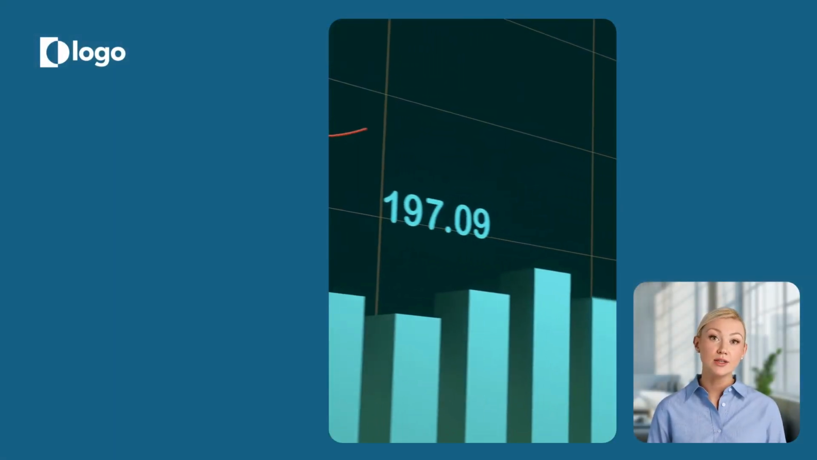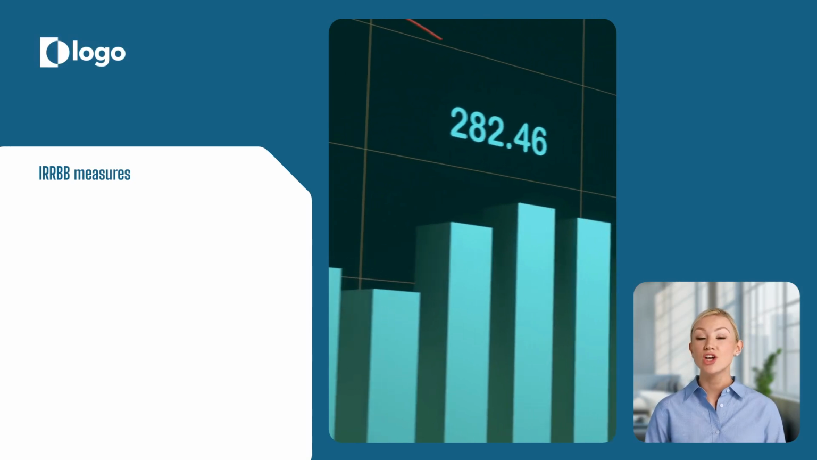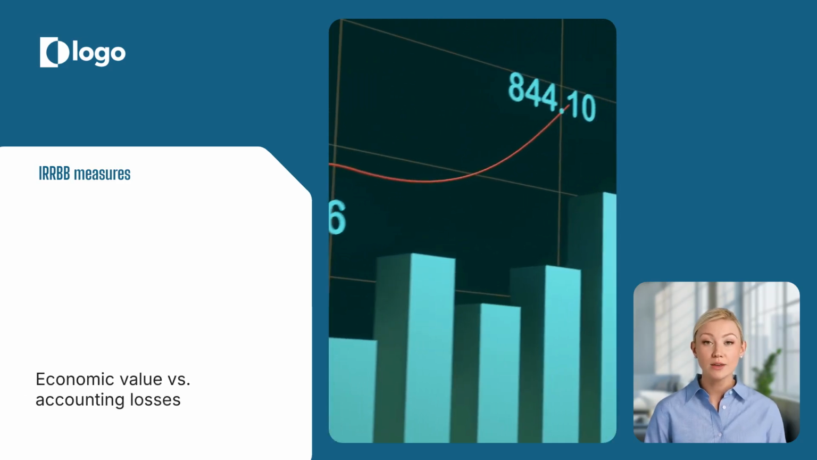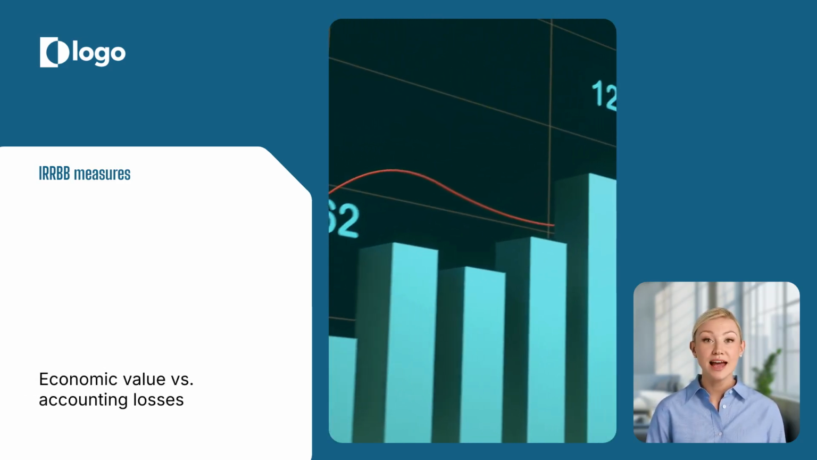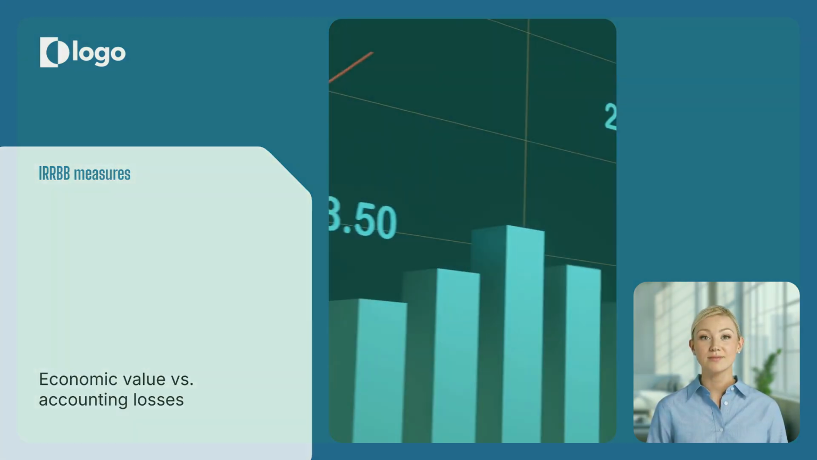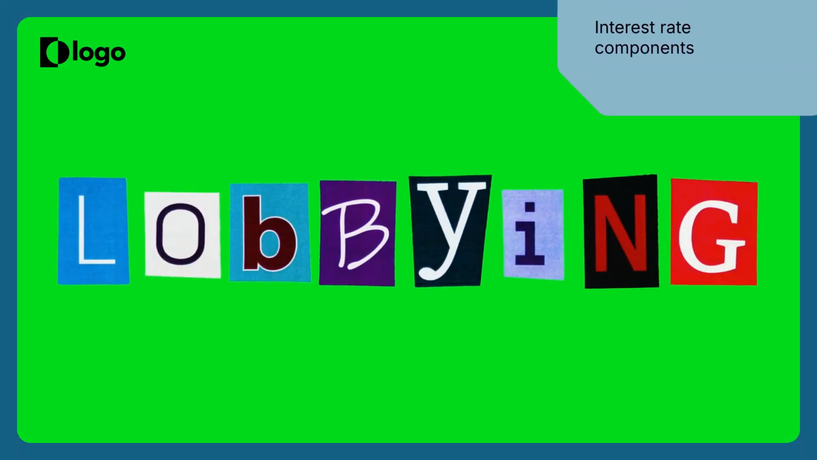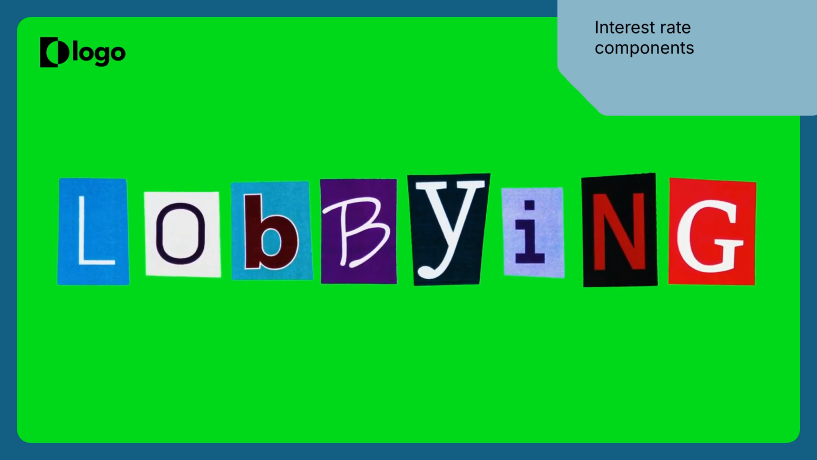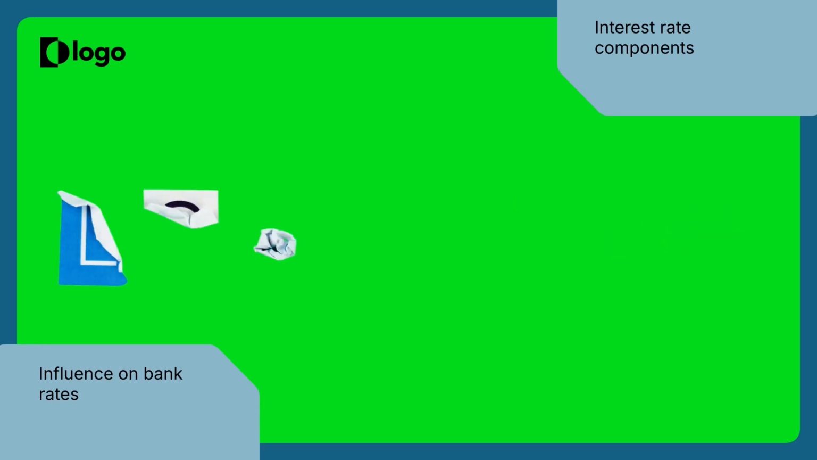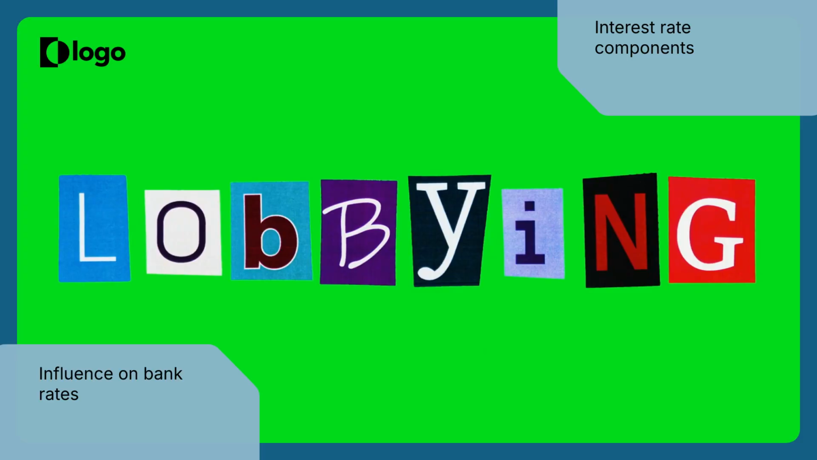IRRBB economic value measures estimate changes under shocks and stresses. It's crucial to note that a loss in economic value doesn't automatically equate to accounting losses, especially for assets held at fair value. Interest rates consist of several components, including the risk-free rate, market duration spread, and market liquidity spread. These elements influence the rates banks earn on assets and pay on liabilities.